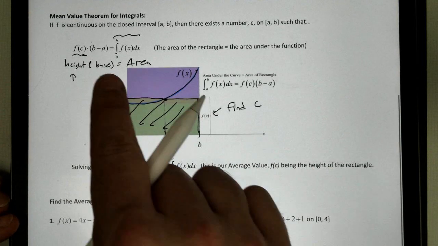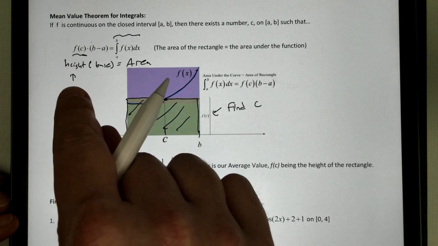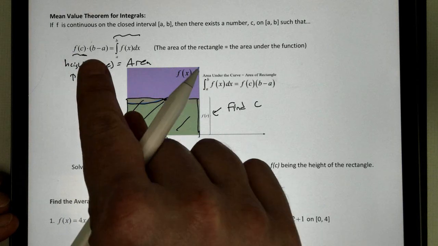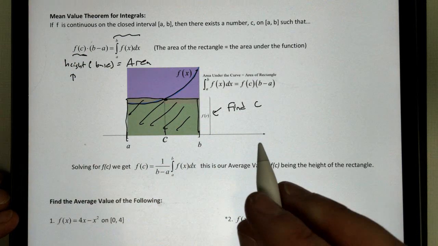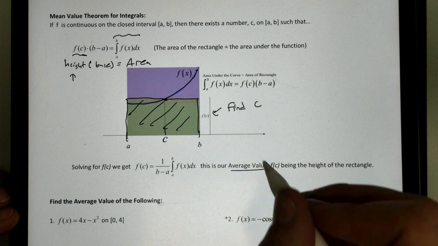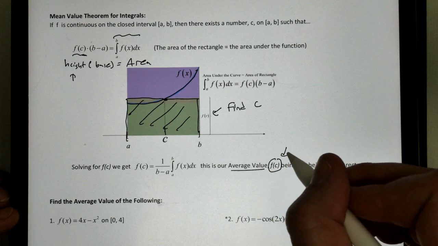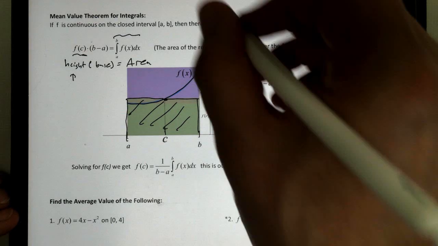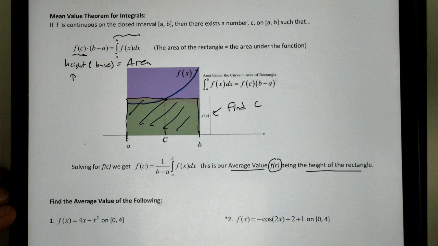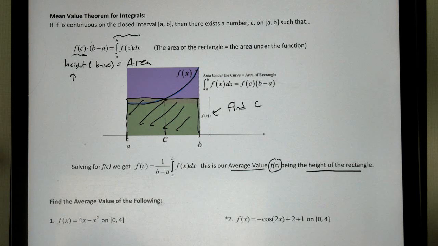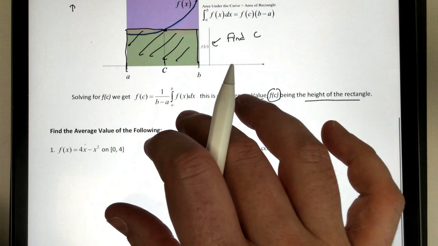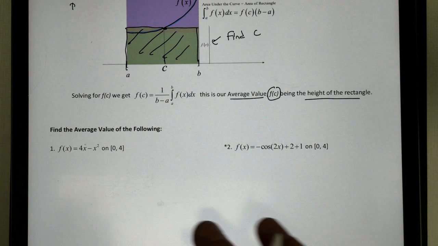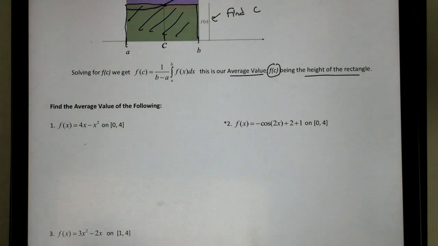Now, if we solve for f of c, notice we divide by b minus a, and we just get our average value function, where f of c is just the height of our rectangle. So we're just forming a rectangle here. So let's find the following average values here. And this is really easy to do. We'll take a look at one here, and then we'll pause and go to the next video.